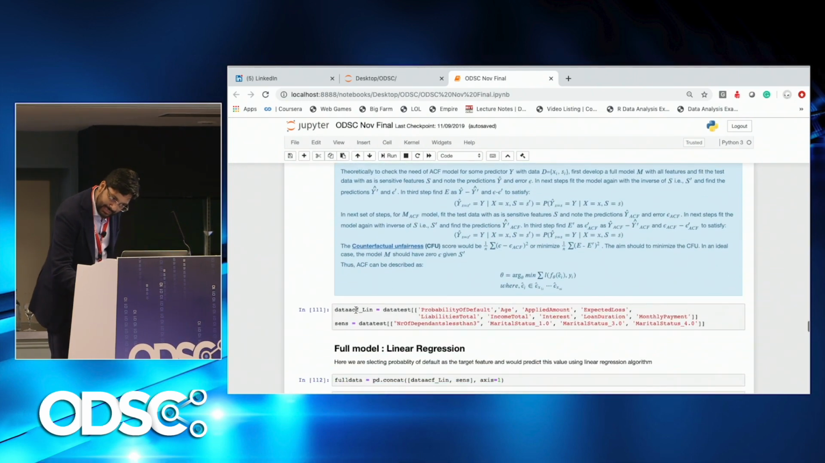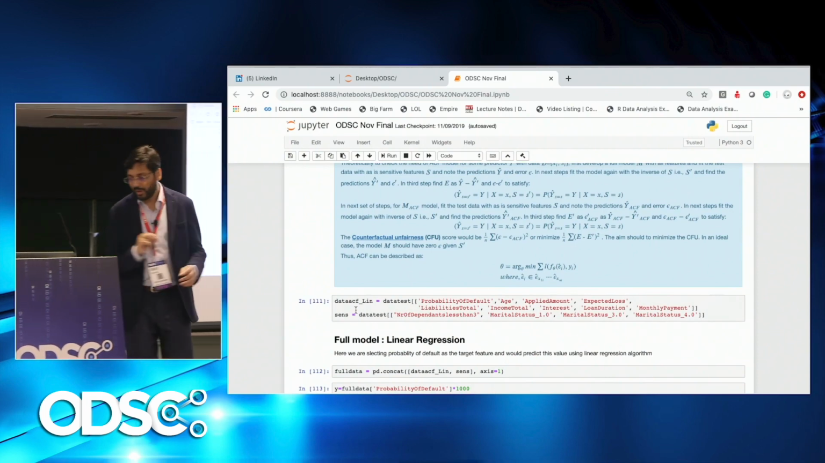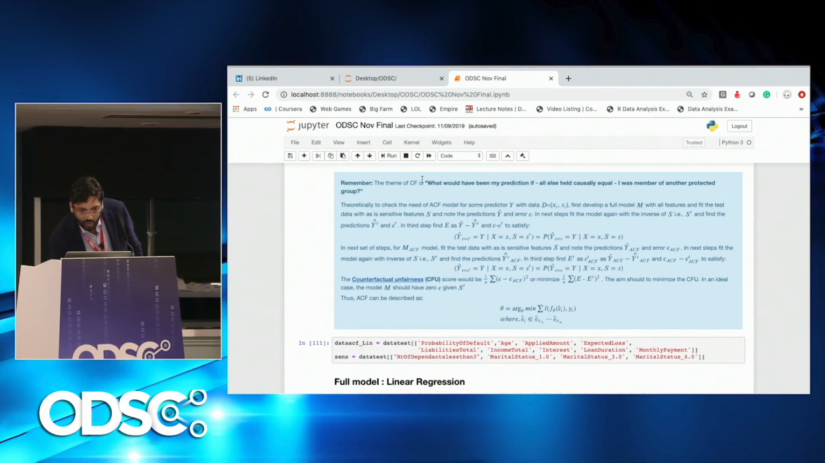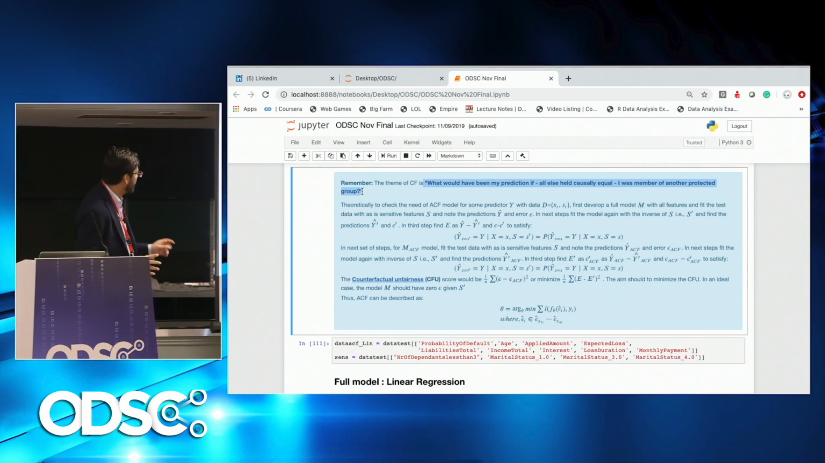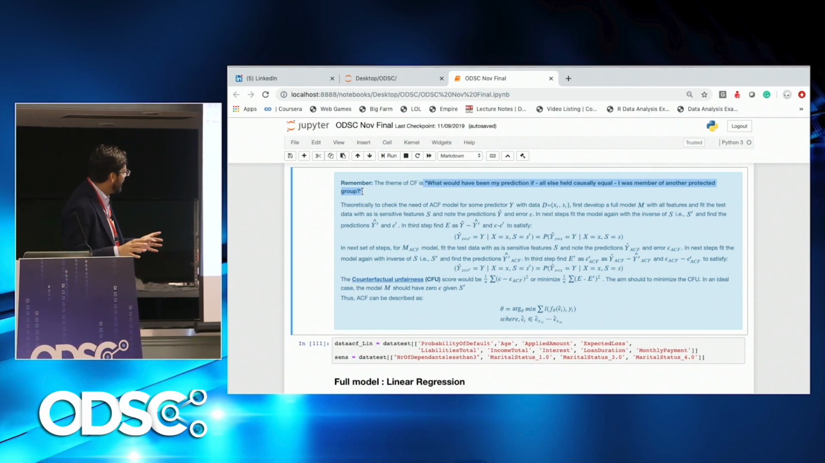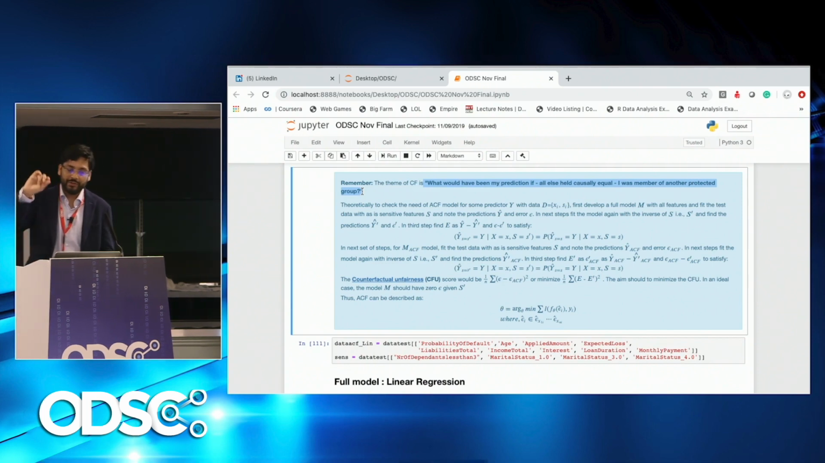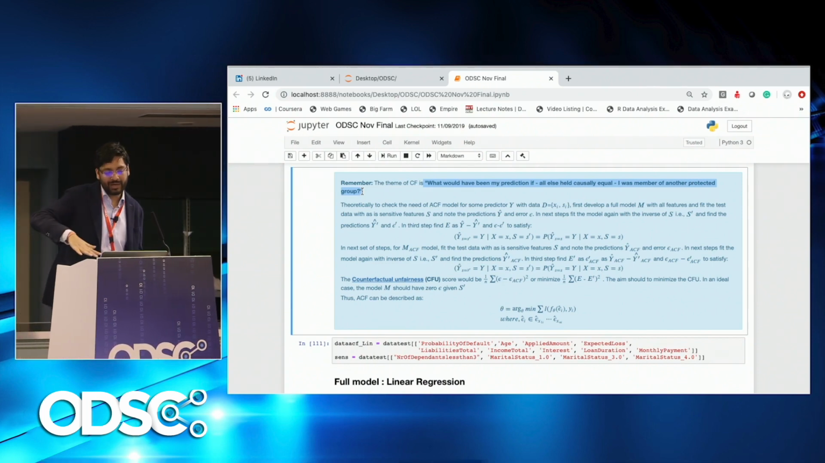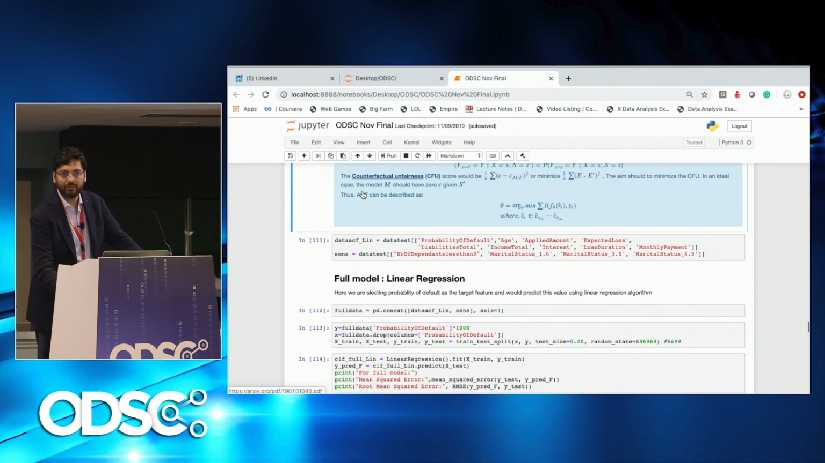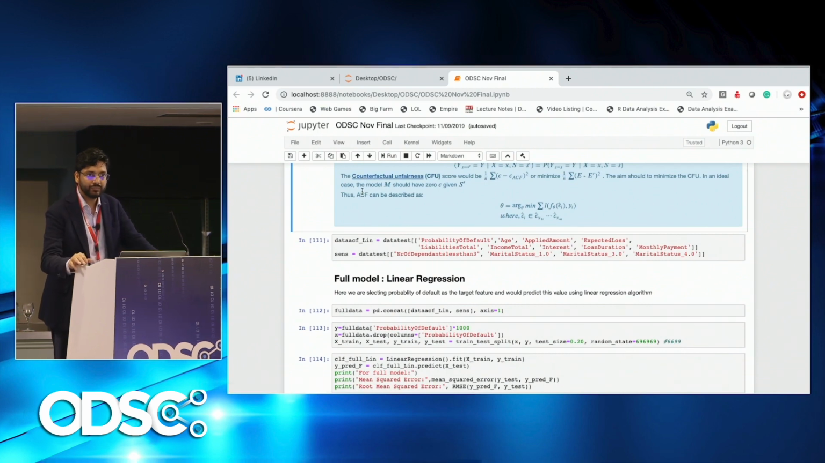Now, still the story is not over. I still said that I want to concentrate on this line. What would be my prediction if, all else causally equal, I was a member of another protected group? So if I take all my members, all my clients, all my customers, and flip the values of all the 4 sensitive variables, what would be my output? Now before we go into this, would anybody like to ask anything here? This is not in the notebook which I have shared. Yeah, the notebook was only the first part. Anything here? Okay, so let's see.